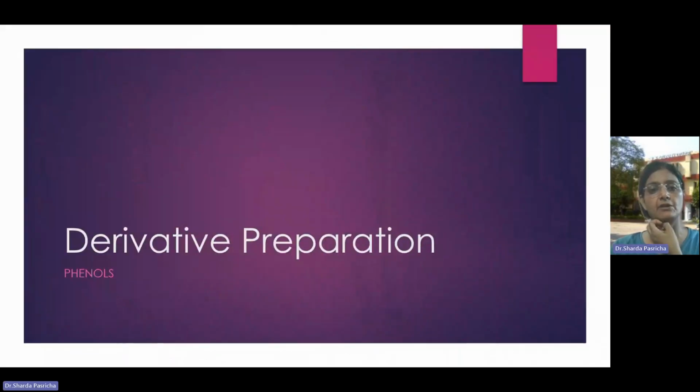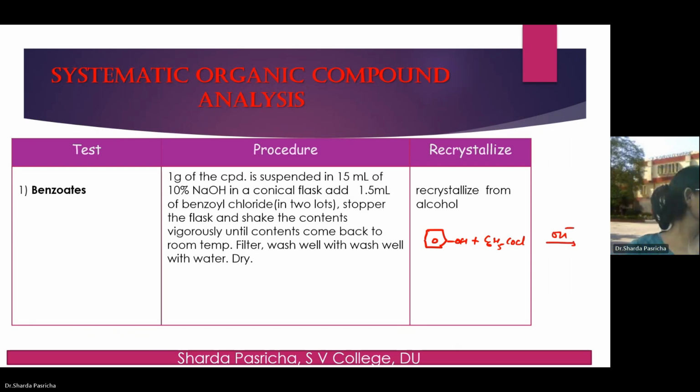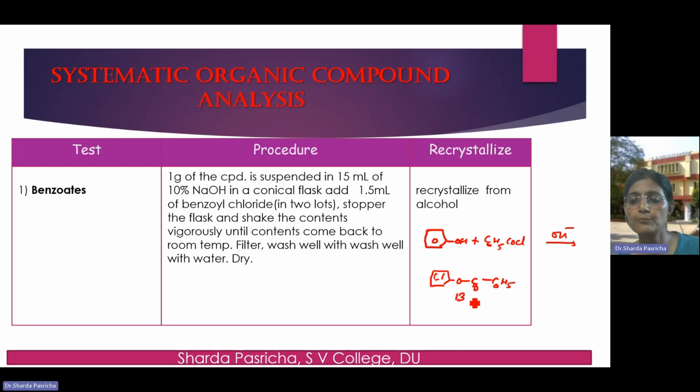Now let us see the derivatives of phenol. What derivatives can you prepare? There are two derivatives that you can prepare. The first one is the benzoyl derivative. So the reaction is very simple. You have a phenol, okay? You react it with benzoyl chloride in aqueous alkali, and you will get the corresponding benzoate derivative, which are crystalline solids.